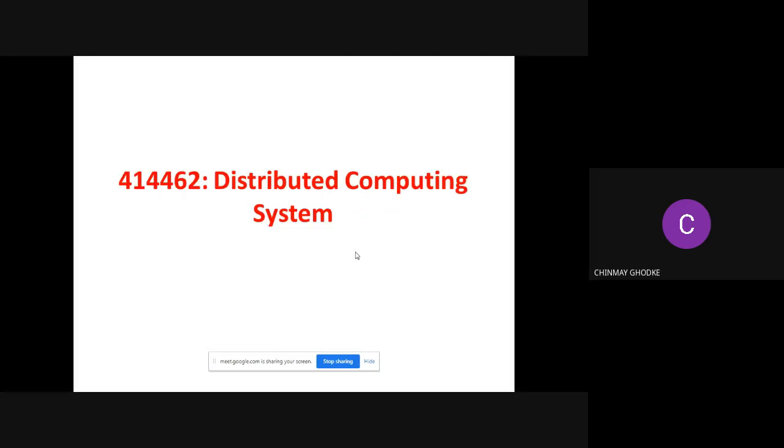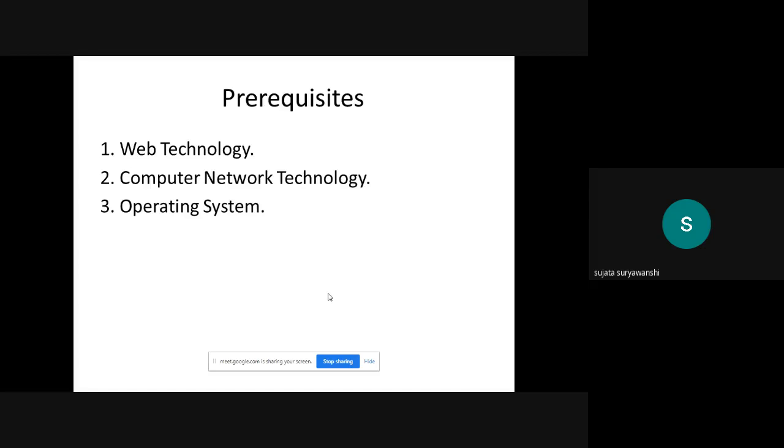So this is your subject name, distributed computing system. The name suggests distributed. Distributed means what? It is a system where all the components are located, distributed. Okay. So here the prerequisite, meaning the basic knowledge required for the subject, is web technology, computer network technology, and the operating system. These subjects are already covered in our previous years.